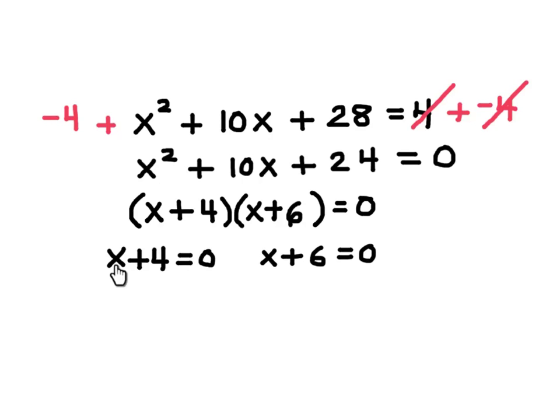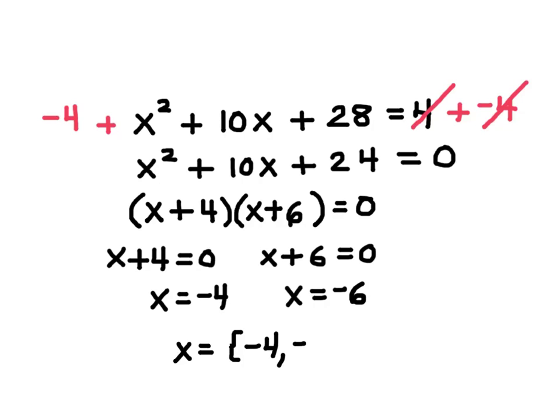In our first equation, we can add a negative 4 to both sides, and we get x is equal to a negative 4. In our second equation, we can add a negative 6 to both sides, and we get x is equal to negative 6. So our solution to the original equation here is that x is either equal to a negative 4 or a negative 6.